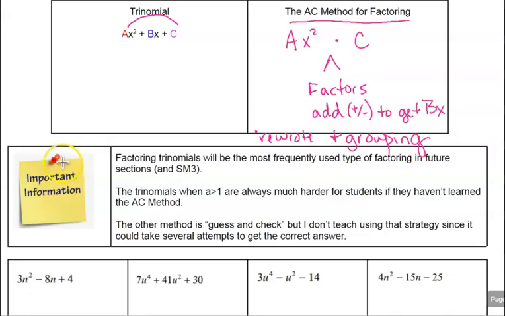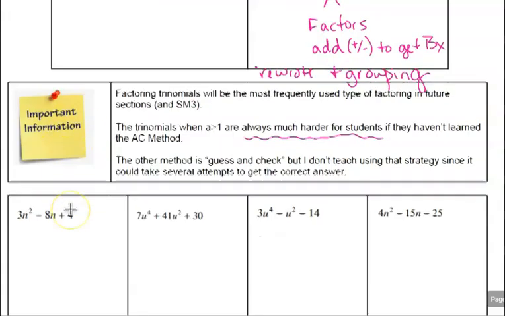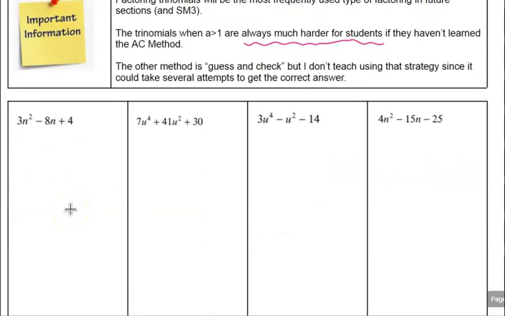Okay. So factoring trinomials will typically be the most frequently used type of factoring. There really is no shortcut when a is greater than 1, and so typically it's much harder for students, so I wanted to make sure we had a little bit of extra practice since we will be using this next quarter and if you continue with Sec 3. All right, so let's look at the first example.